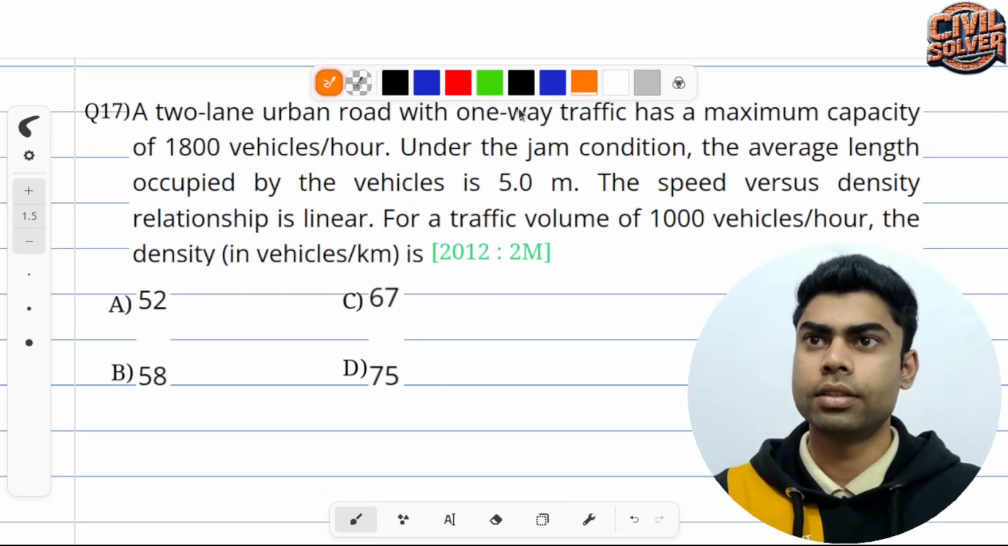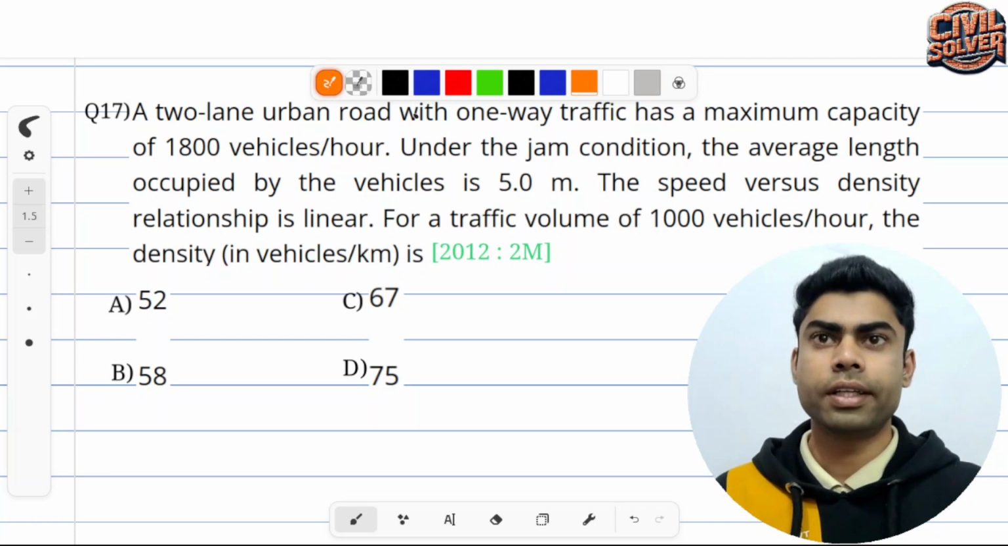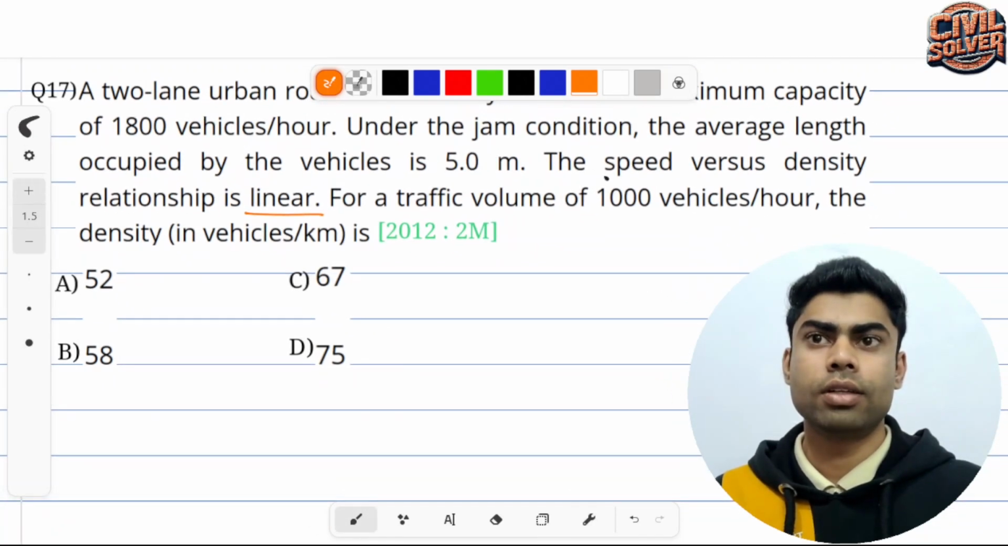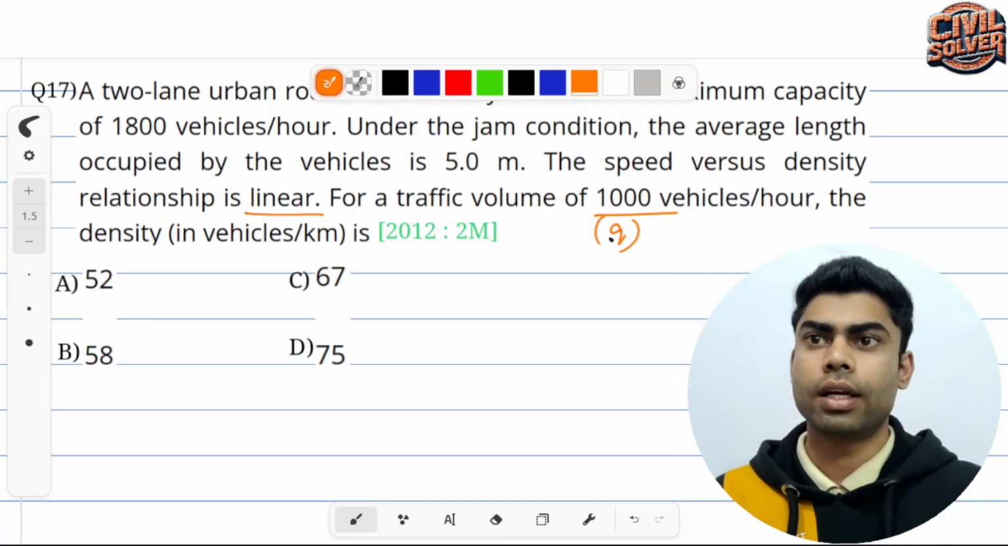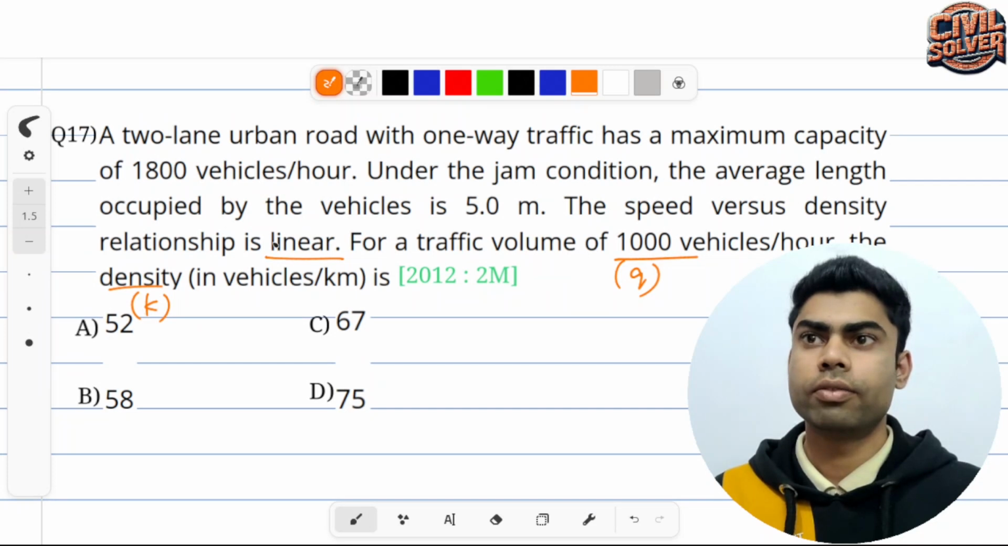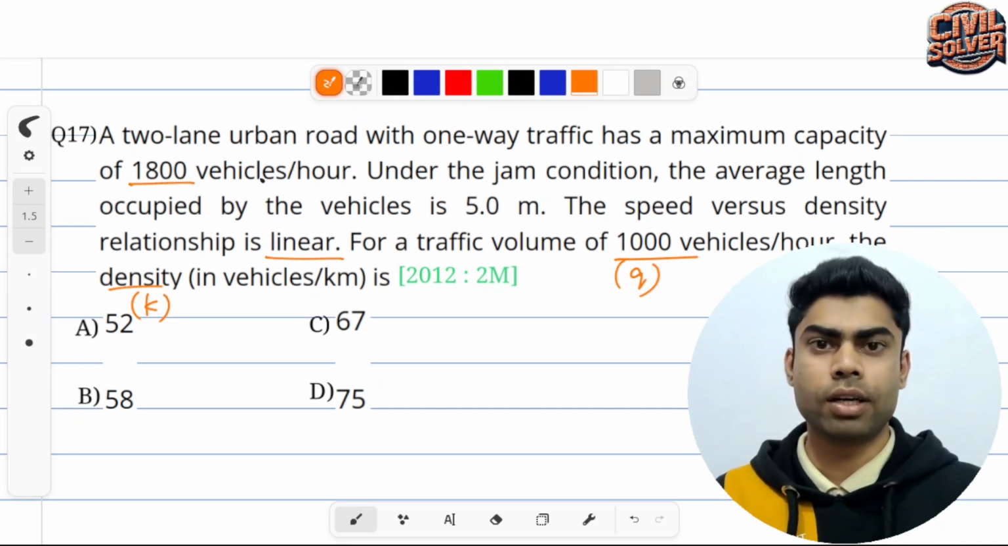So the question says, a two-lane urban road with one-way traffic has a maximum capacity of 1800 vehicles per hour. Under the jam condition, the average length occupied by the vehicles is 5 meters. The speed versus density relationship is linear. For a traffic volume of 1000 vehicles per hour, the density is, so they gave us the traffic volume Q and they are asking us the density K. Okay, what else they have given us? They have given us the capacity as 1800 vehicles per hour and they gave the average length or the space headway under jam condition as 5 meters.